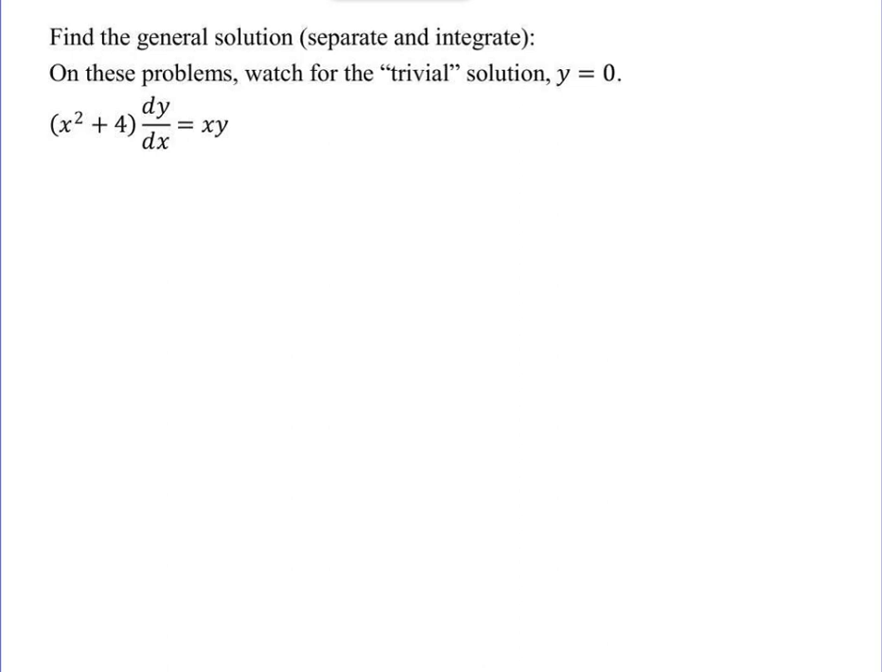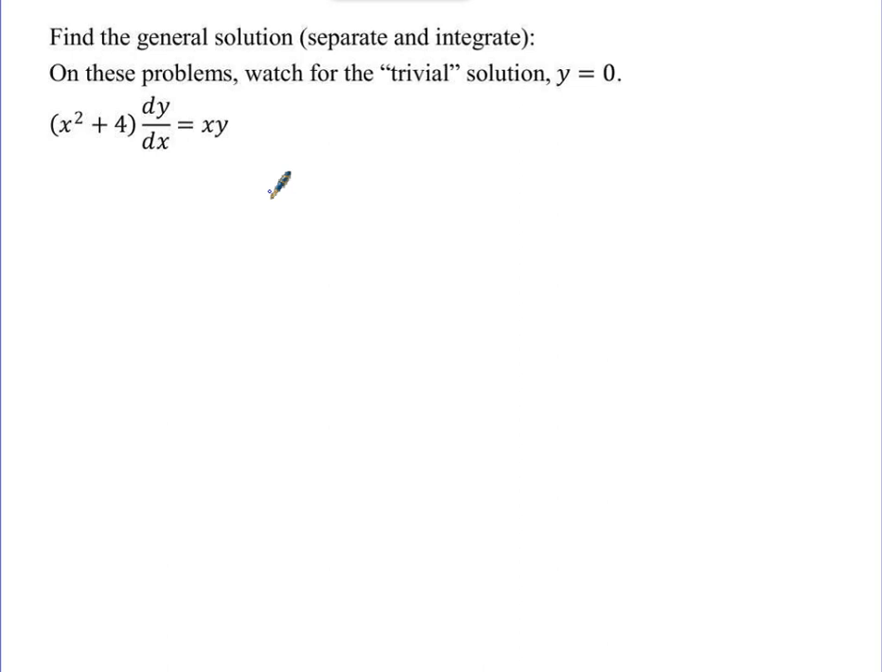To figure out if the trivial solution is there, you need to substitute in 0 for y and see what happens. If I plug in 0 for y right here, then I'd wind up with equals 0. And at that point, I could divide both sides by x squared plus 4, and I wind up with dy over dx equal to 0, everywhere that y is equal to 0. And that's why it's called the trivial solution. So this is probably something you need to write down: if y equals 0, you can solve and wind up with dy over dx equals 0, regardless of what x is.